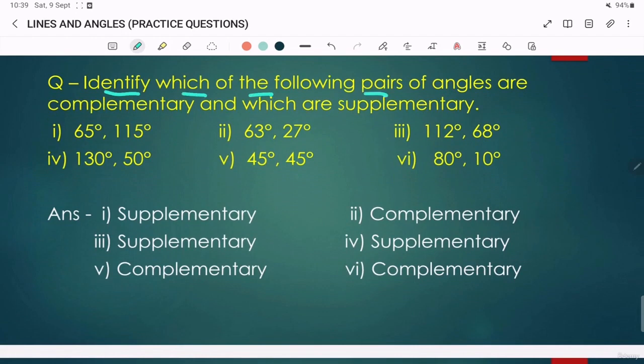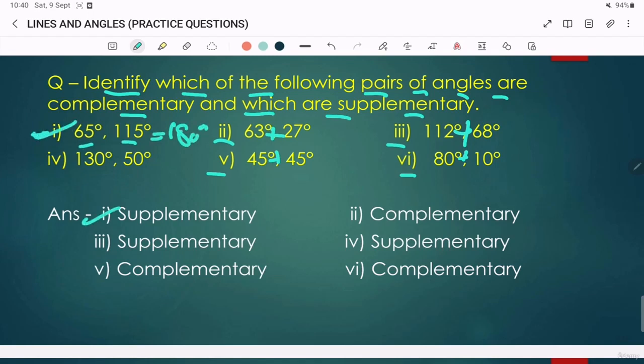Identify which of the following pairs of angles are complementary and which are supplementary. We need to separate out complementary pairs and supplementary pairs. In each of the questions, just take the sum of these two angles. If the sum is 180 degrees, then the pair will be supplementary. And if the sum is 90 degrees, then the pair will be complementary. Sum of these two will be 180 degrees. Therefore, these are supplementary. Sum of these will be 90 degrees. Therefore, these are complementary angles.